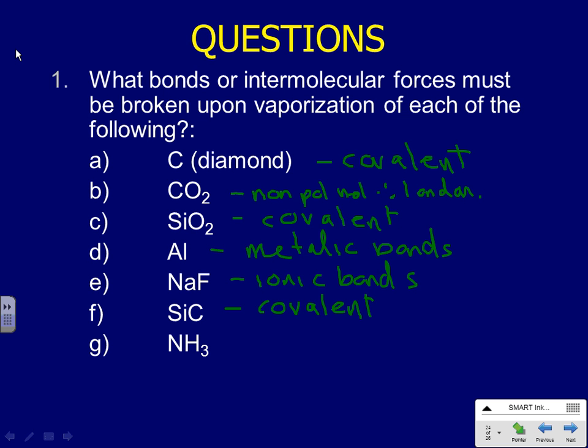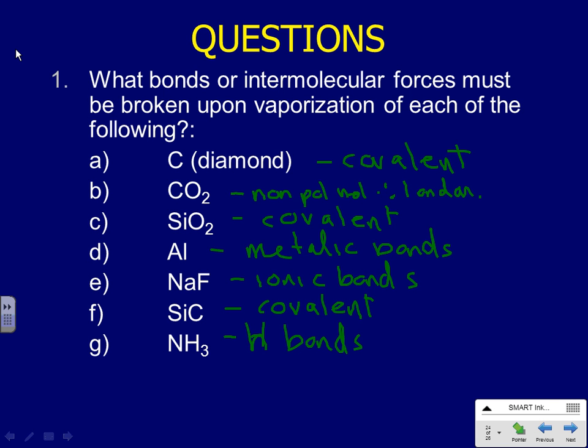NH3, what is being broken there? So it's a small molecule. Now we got to think what intermolecular forces are at play to hold that thing together. What do you think? Yeah, that's H bonding. H bonds. All right?